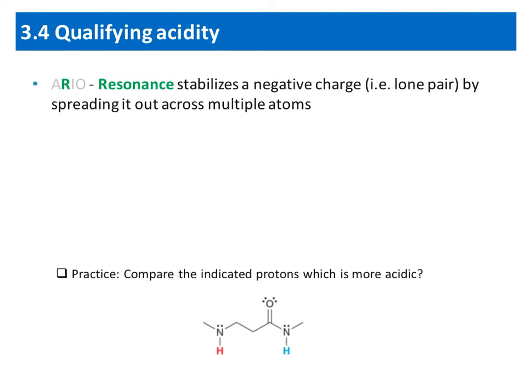The other factor is resonance. We talked about resonance and how to draw resonance structures before. It's also a stabilizing factor here. So if you compare these two molecules, ethanol versus acetic acid, we want to know which one is more acidic. The very first step is to draw their conjugate bases.